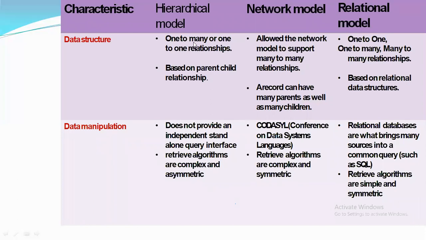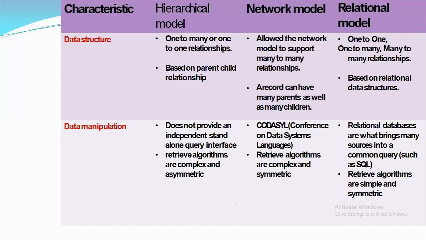In the hierarchical model, the data is represented in the form of trees. We already know that a tree has a parent and children. A parent node has one child or any number of children. It's not a binary tree. If a parent node has one child, we say it is a one-to-one relationship. If a parent node has many children, it is a one-to-many relationship. That's why the relationships supported by the hierarchical model are one-to-one and one-to-many.